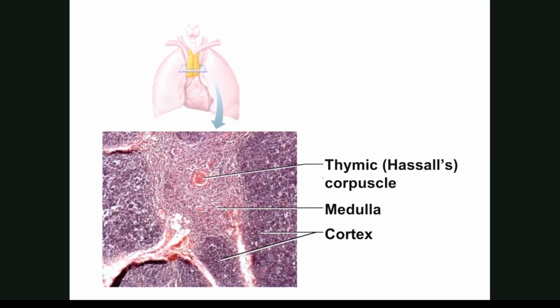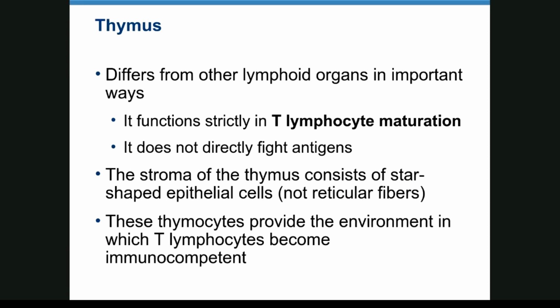Okay, this is showing what the thymus looks like. That's supposed to be a photomicrograph, but this is a picture of the actual thymus. It differs from other lymphoid organs in very many important ways. First off, it only functions in lymphocyte maturation. It does not fight antigens.